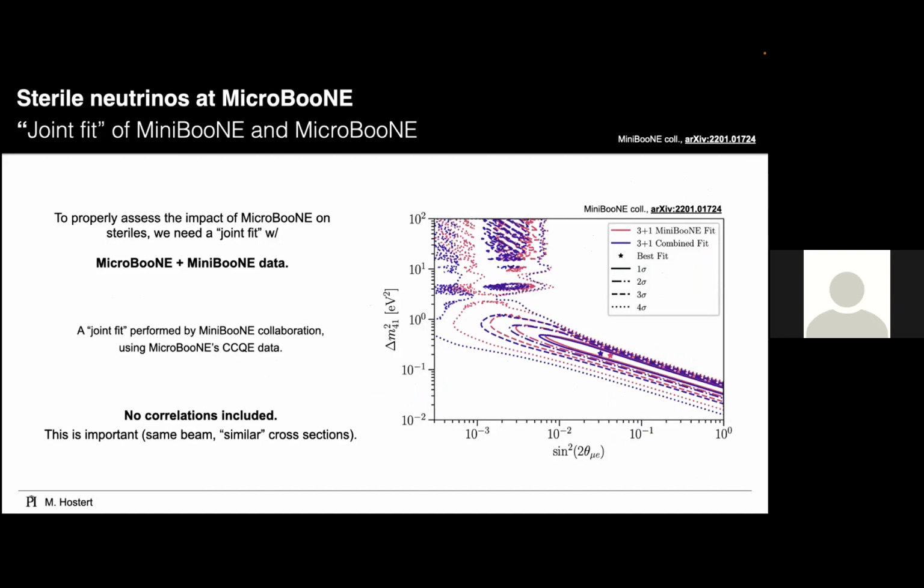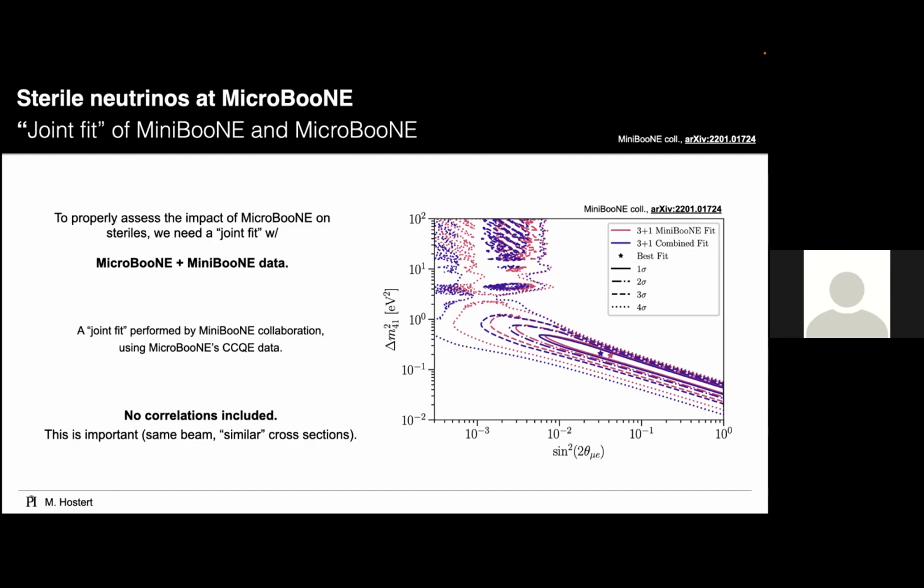If not, then I'll cover just a couple of other papers that appeared around the same time that seem to point in the same direction, but I just want to clarify a couple of points. The first one is this joint fit produced by the MiniBooNE collaboration using MicroBooNE data and MiniBooNE data. To do this full analysis properly, what you would like is a joint fit using MiniBooNE and MicroBooNE data, using correlations between these two samples, which come from the fact that MiniBooNE and MicroBooNE are in the same beam and they see similar cross sections. They're on different nuclear targets, but the underlying rates will be correlated.